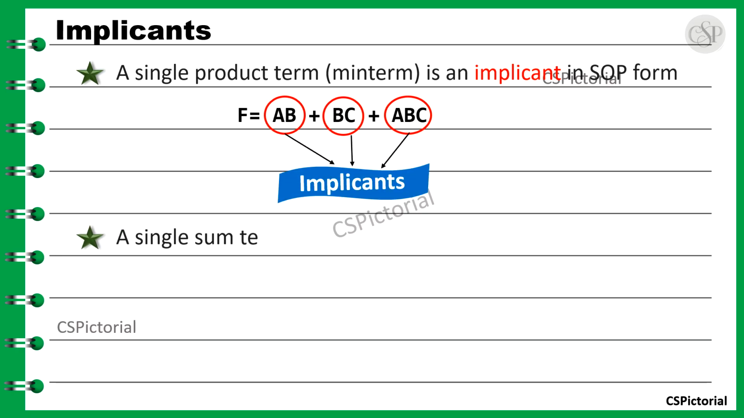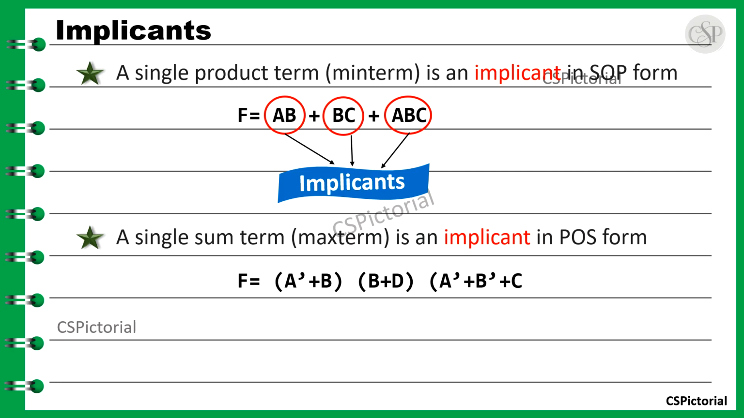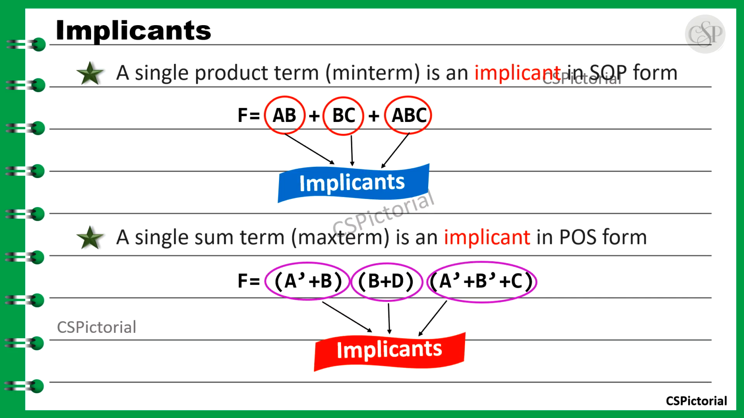Similarly, a single sum term, that is the maxterm, is an implicant in product of sums POS form. In this Boolean expression f equal to (A bar plus B plus D) into (A bar plus B bar plus C), each individual maxterm is an implicant. This expression again has three implicants.